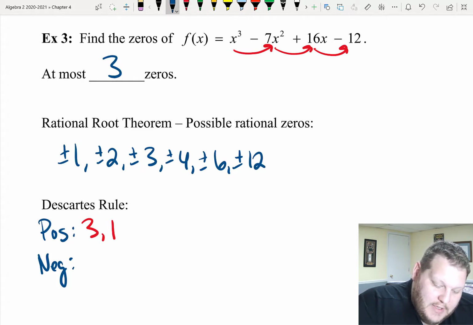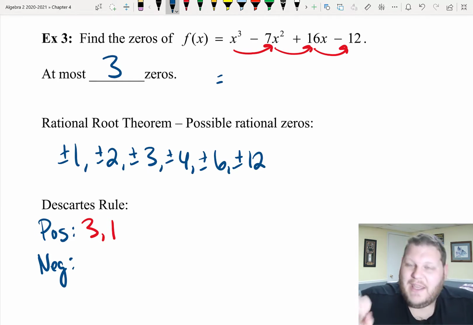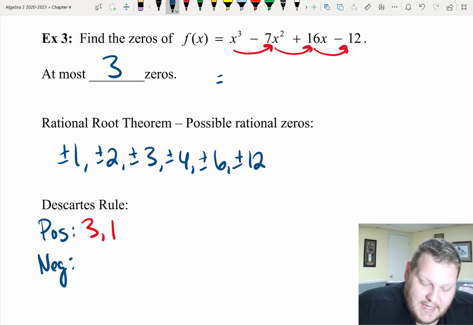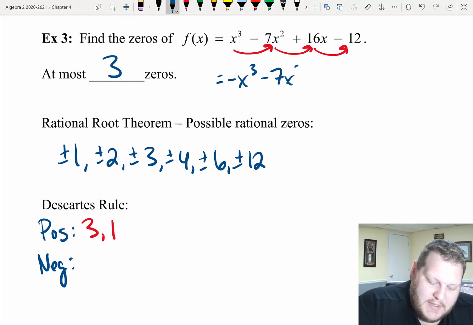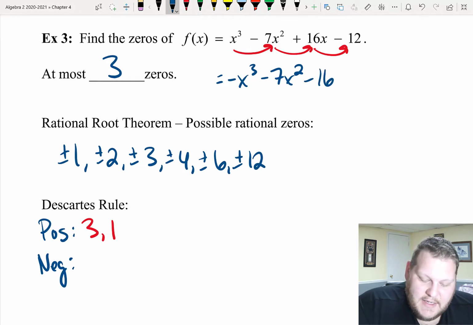So I'm going to go ahead and do that in blue here underneath. Again, any of my odd exponents have the sign flip. All of my even exponents have the sign stay the same. So this x cubed becomes a negative x cubed. My x squared stays the same, so still minus 7x squared. My x to the first power, since that's odd, is going to switch signs, so now that's negative 16x. And then my negative 12 stays the same.